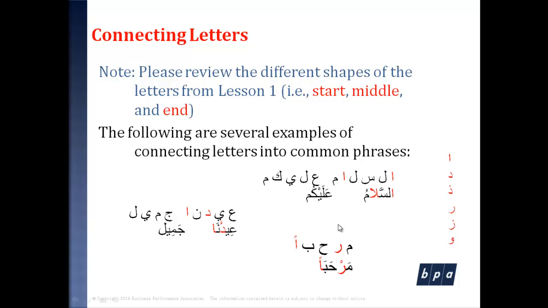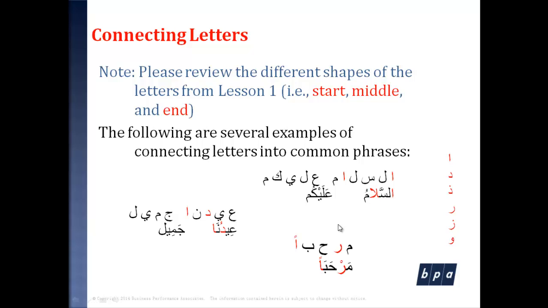For the second word, the Jim, only the top part is written. The Mim takes its middle shape, the Ya takes its middle shape, and the Lam takes its end shape, which is similar to the letter itself. The phrase is read as Eiduna Jamil. Our festivity, or our festival, is beautiful.